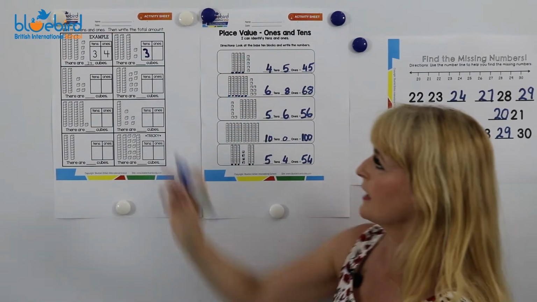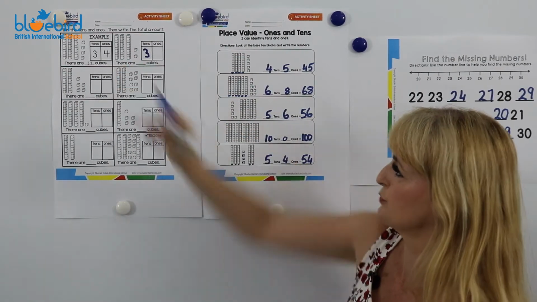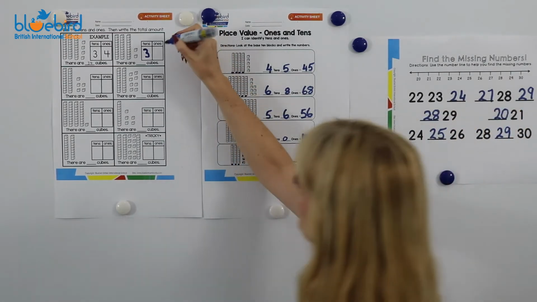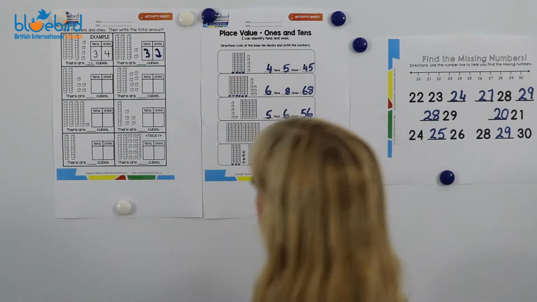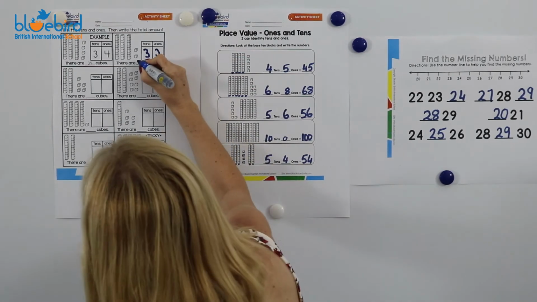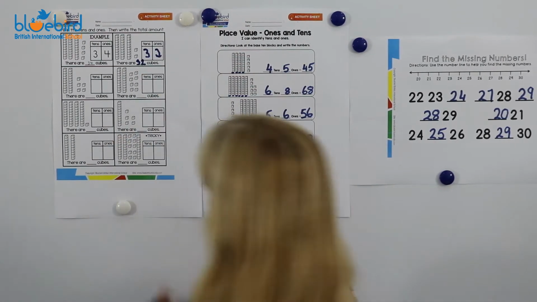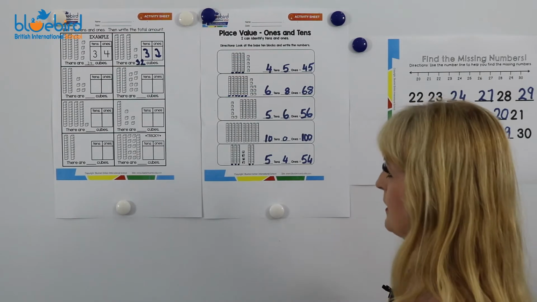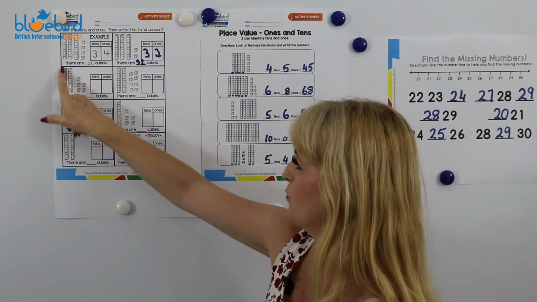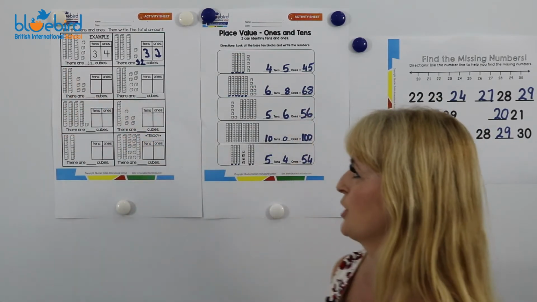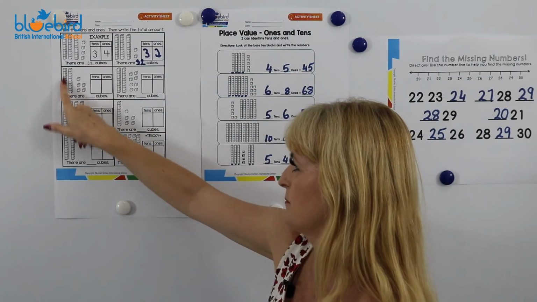Okay, and how many 1s? 1, 2. So just 2. So we put 2 in the box. And then we put them together, 32. Okay, pen's a little bit thick for this one. Okay, so again, 1, 2. 2 10s, 2 10 blocks.